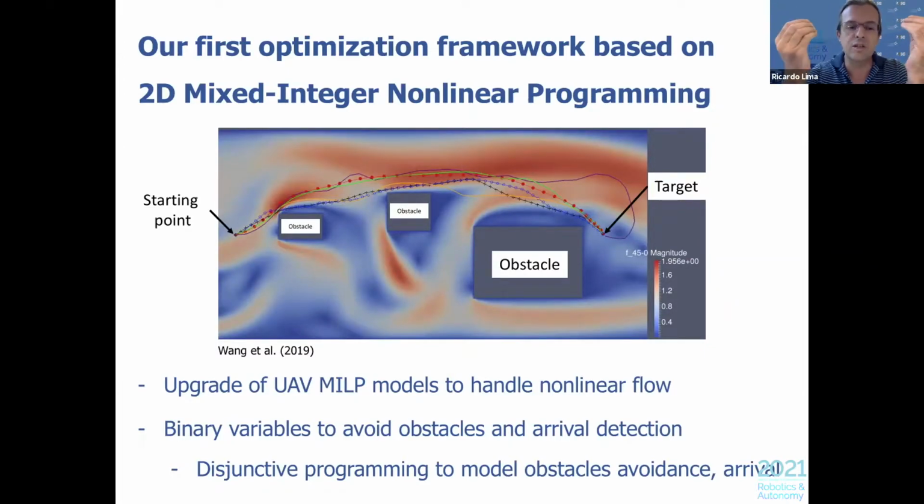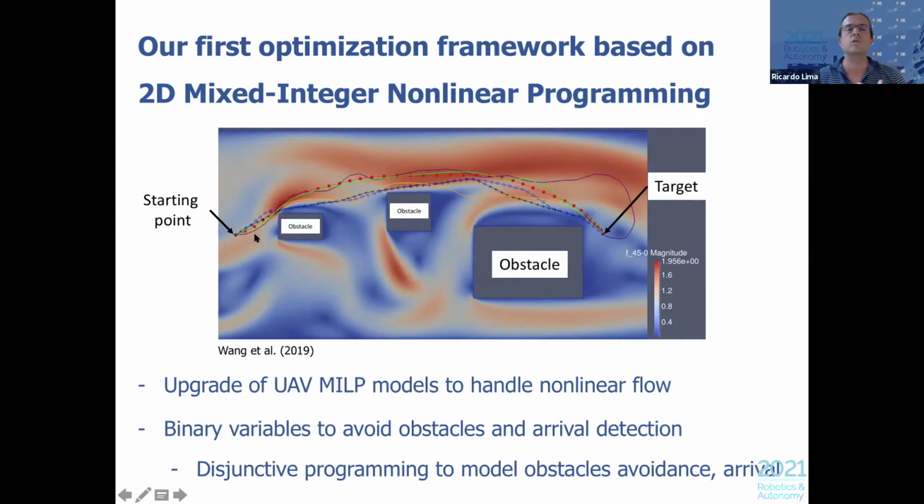Basically, what we did initially was to pick the models developed for unmanned aerial vehicles, developed by Eric in fact, and extend those MILP models, mixed integer linear programming models, to handle a non-linear flow. And that is what we have here in this figure from one of our works, where we start here on the left. We want to go to the target, and we have 3 obstacles, and we have a flow. The shortest path and the fastest path without any flow is going through this path here. But then when you add the flow, the path can be different.